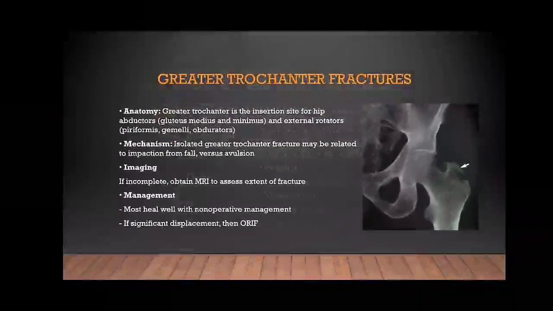The mechanism of an isolated greater trochanter fracture may be related to impaction from a fall versus avulsion. In young patients it might be because of avulsion, due to the force of the muscles. If an incomplete fracture is there, you have to do an MRI to assess the extent of the fracture. Mostly these fractures heal with non-operative management. If the displacement is significant, then you have to fix with a screw, that is, open reduction internal fixation with a screw.